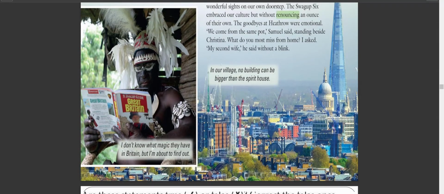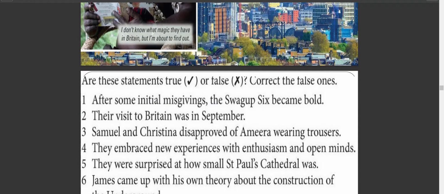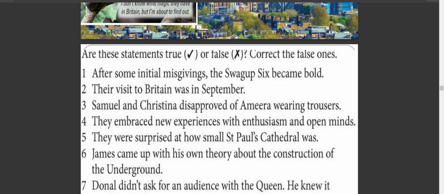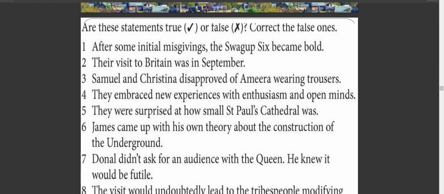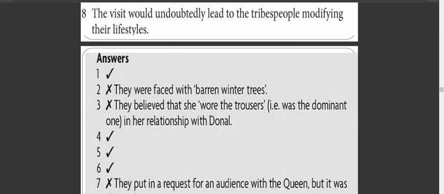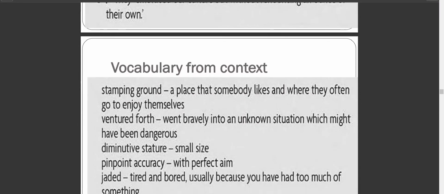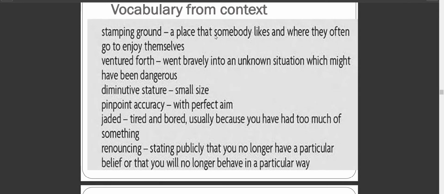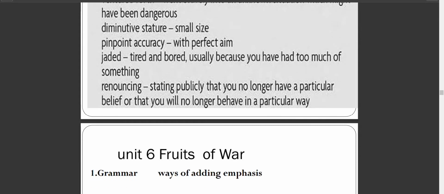Okay, as you see this picture. هذه أسئلة تخص passage القطعة. Please read it. If you have any question about it, just tell me. Okay. هذه الأنسرز also. هذه المرادفات اللي موجودة في النص. Stamping ground, a place that somebody likes and where they often go to enjoy themselves. هذه كلها مرادفات موجودة هنا. Right. مهمة في الامتحان هاي.